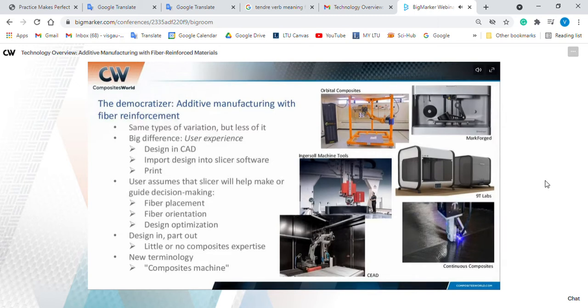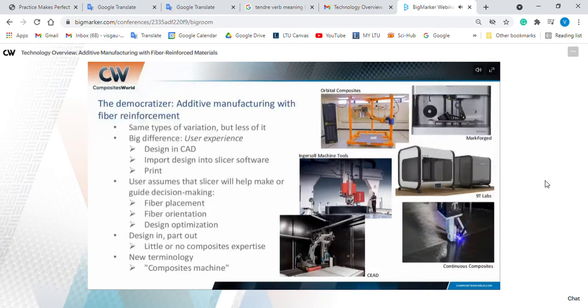And this has really led to what we call democratization of composites, and that it's making composites manufacturing more accessible to people who really don't even know or understand what composite materials are, and in fact maybe making composite parts without even realizing it. And it's created some new terminology, including this one here, composites machine. We're actually hearing that term in the additive manufacturing space, references to a composites machine. And of course, in the composites manufacturing industry, that's an idea that does not really exist right now.